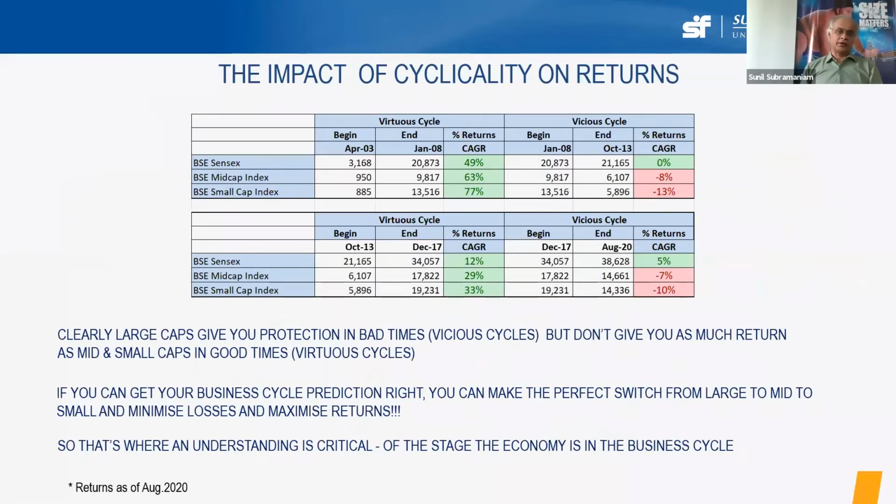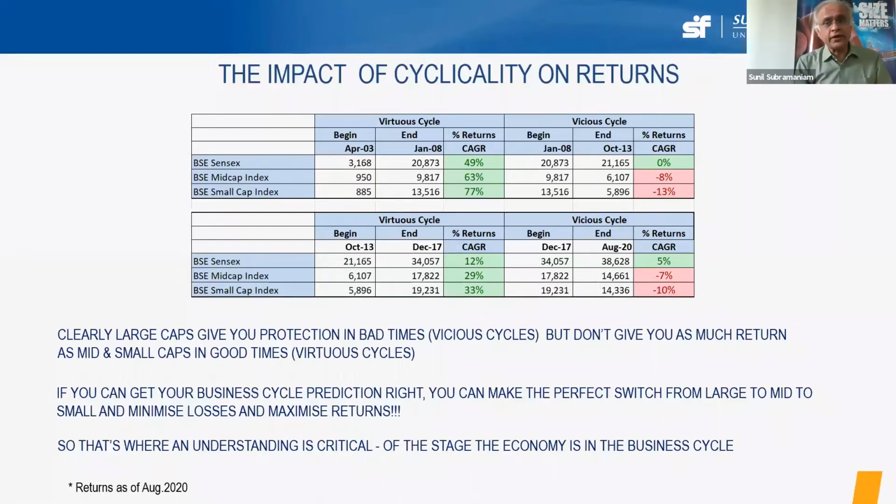Now, what does that mean in terms of numbers? So what I've done is the 2 virtuous cycles I've put on the left side of your screen and the 2 vicious bad cycles on the right side of your screen. So if you look at the virtuous cycles, what do you read there? First, it's all green, which means that all the stock market indices deliver positive returns in good cycles, right? That's number 1. But number 2, look at the trend line. Small cap does better than mid cap does better than large cap. These are all annualized returns, right? So 77, 63, 49. The same trend is followed in the next virtuous cycle. So in a good cycle, small caps do better than mid caps do better than large caps.